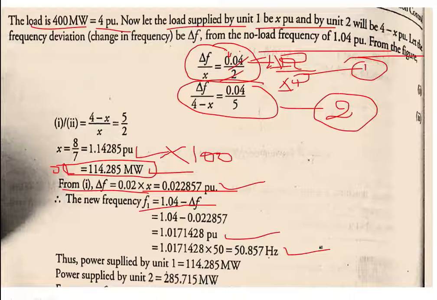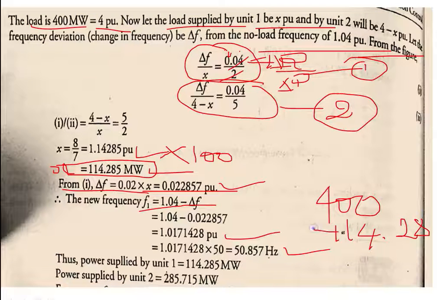Then you will get the power supplied by unit 1 is 114.285. Once you have the power supplied by unit 1, unit 2 is easy to find out. The total load is 400 megawatt. If you subtract 114.28 from it, we get the power supplied by the second unit, that is 285.7.